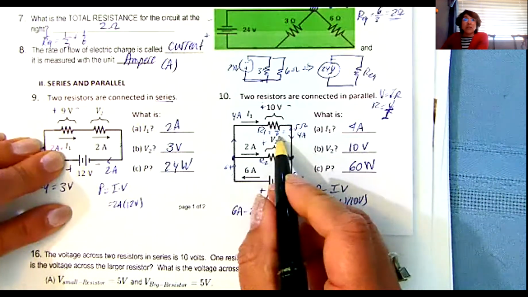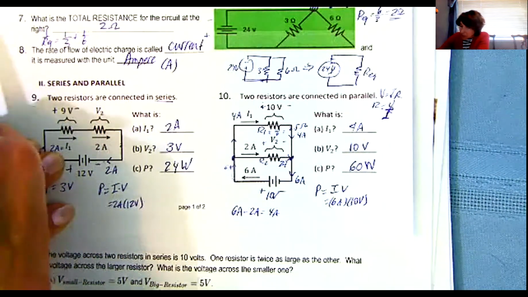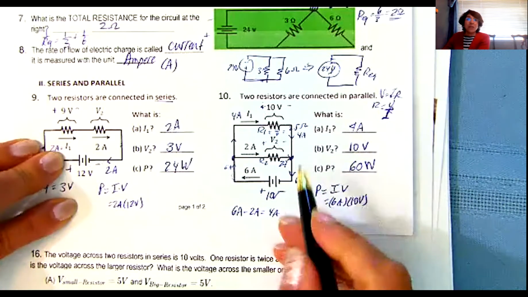Did I do that right? 10 divided by 4? Any questions on that? Checking my math here. 2.5. All right, what about this one here?